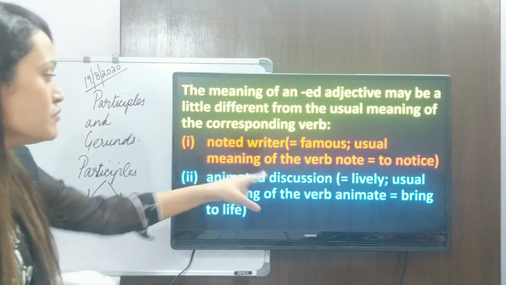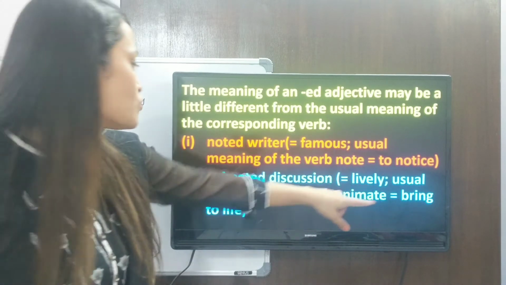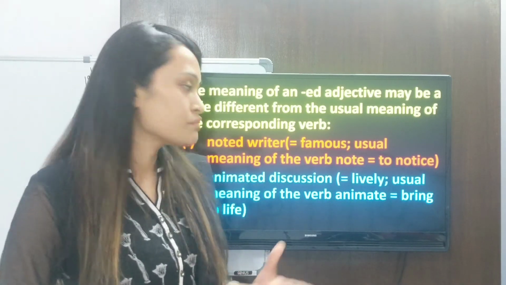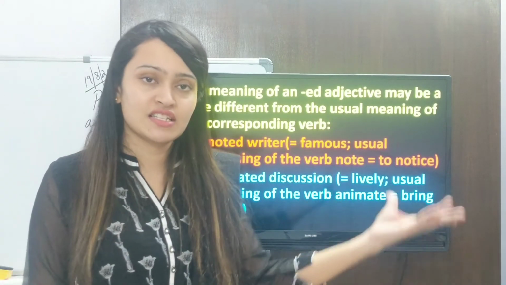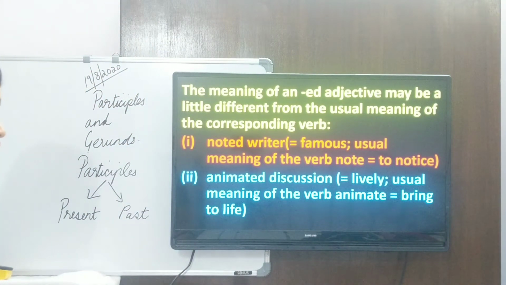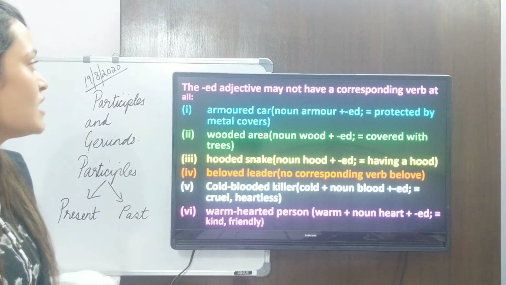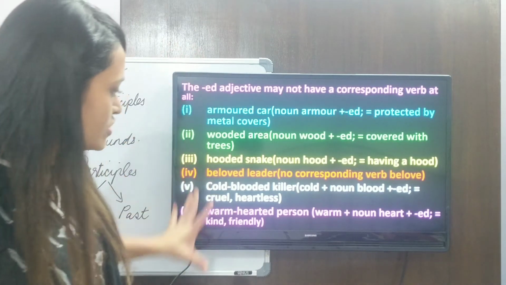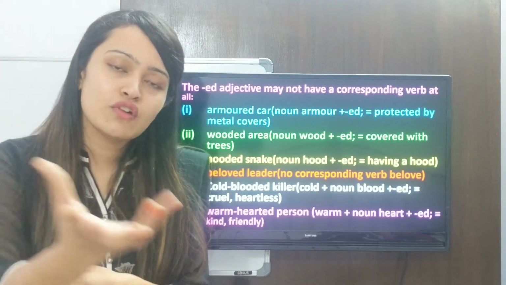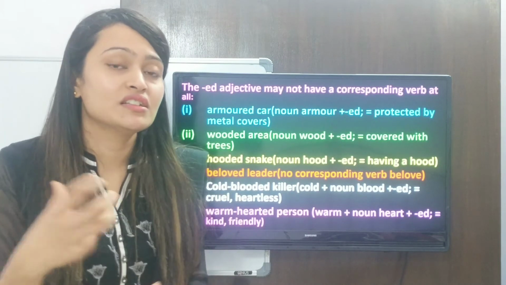Animated discussion. Once again children, animate itself means to bring to life, but animated as a past participle has the meaning lively discussion. So these are the two examples. The ed adjective may not have a corresponding verb at all. So these are a few examples we'll be going through, wherein we come to know the corresponding base form of the verb is either missing or is along with some other helping verb.